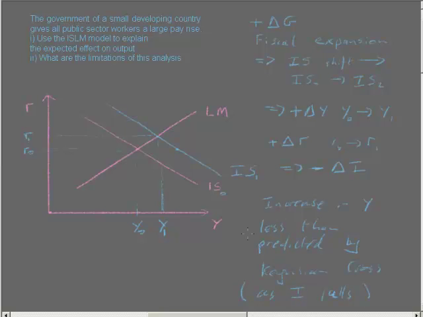So the increase is less than we predicted in the previous example because this time we take into account the fact that investment falls because of the interest rates being pushed up, which is called the crowding out effect, so we don't go all the way to here.